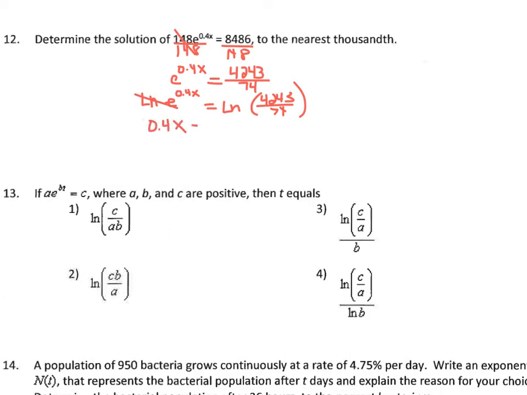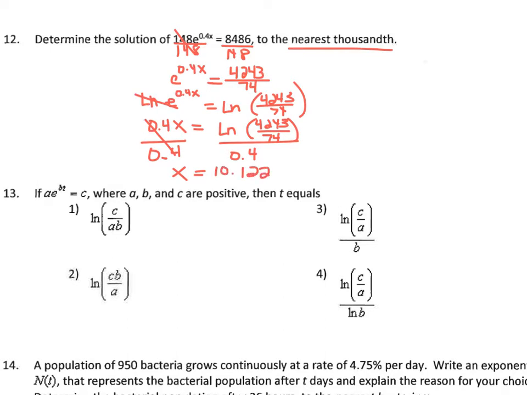Then we'll bring down the right-hand side of the equation. Now from here, we're just going to divide both sides by the number in front of the x. When we do, they cancel out on the left, leaving us with x. And then here, you're just going to plug this in your calculator and make sure you round to the nearest thousandth. So you wind up with 10.122.